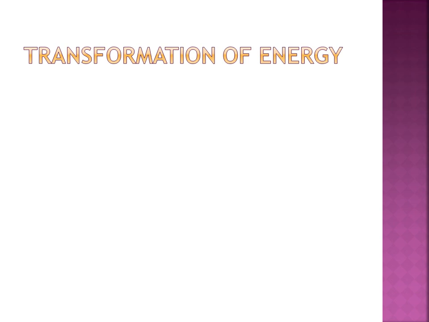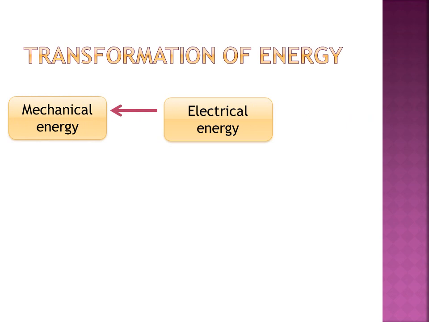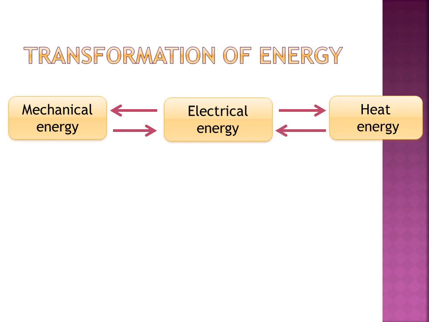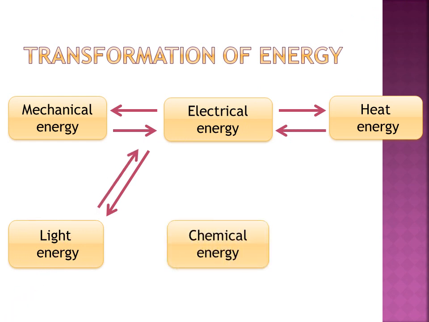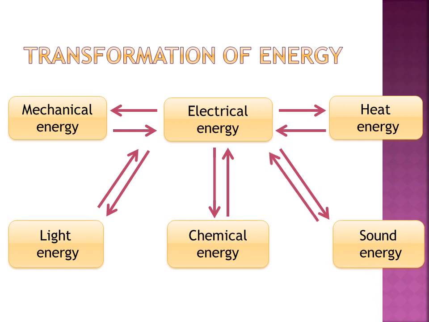Transformation of energy is nothing but conversion of one form of energy into another form and vice versa. For example, electrical energy can be converted into mechanical energy, and in turn mechanical energy can be converted into electrical energy. In the same way, electrical energy can be converted into heat energy and heat energy into electrical energy. Electrical energy into light energy and light energy into electrical energy. Chemical energy into electrical energy and electrical energy into chemical energy. Electrical energy into sound energy and sound energy into electrical energy. So in this way, one energy will be transformed into another form and the process will go on. So this is transformation of energy.